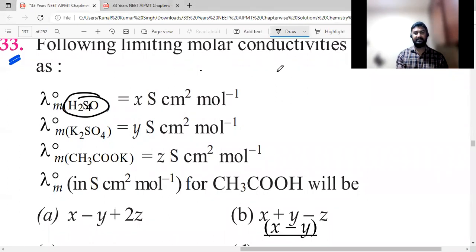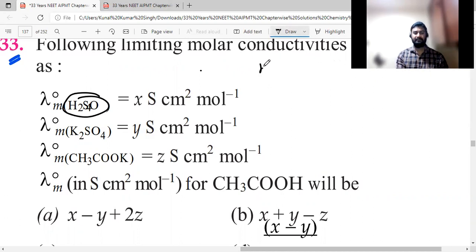We have the chemicals given as molecules: H2SO4, K2SO4, CH3COOK. I don't care about whether the equation is correct or not. See, it doesn't have to be correct, as I said. It will just have to be balanced. That's the concept, right? So let me just write the equation quickly.